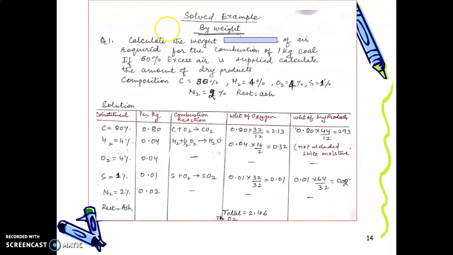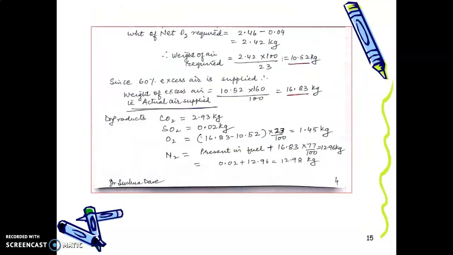Now, the question says that if 60% excess air is supplied, then calculate the amount of dry products. If this excess air is supplied, what is the total amount of actual air supplied? We can calculate by two ways. Either we can multiply it by 160 upon 100, then it comes to 16.83 directly, or we can calculate 60% of this value and then add it to the same value. In two steps we will get the value 16.83 kgs.